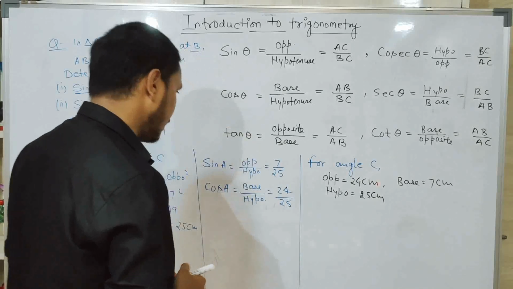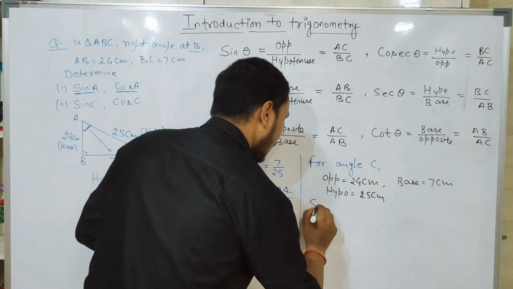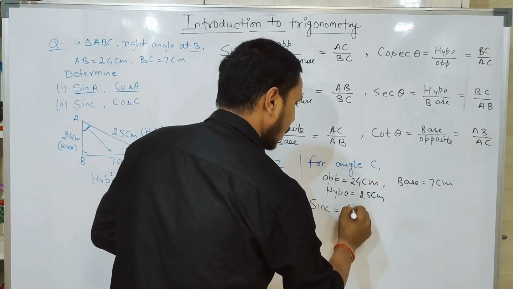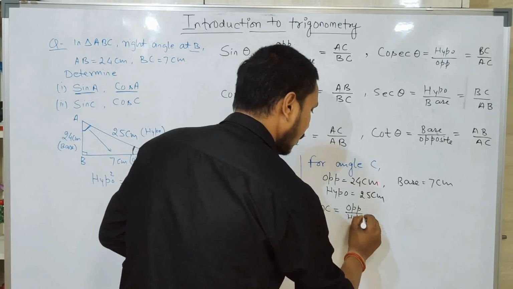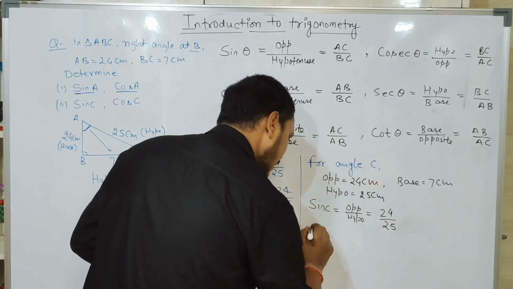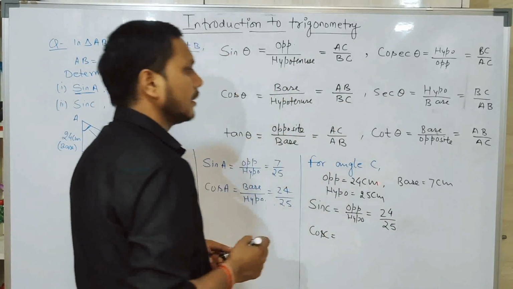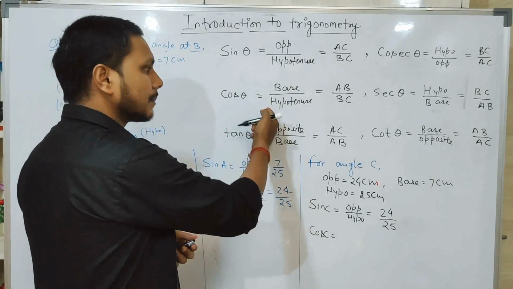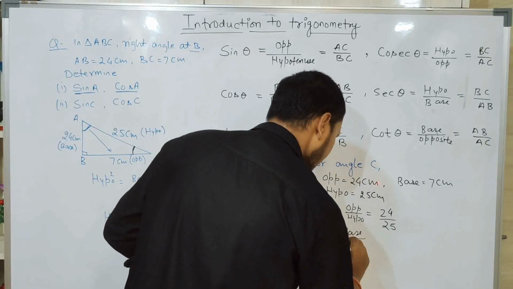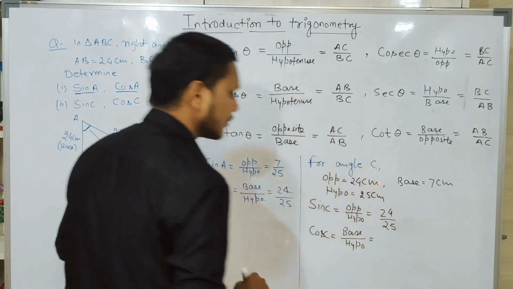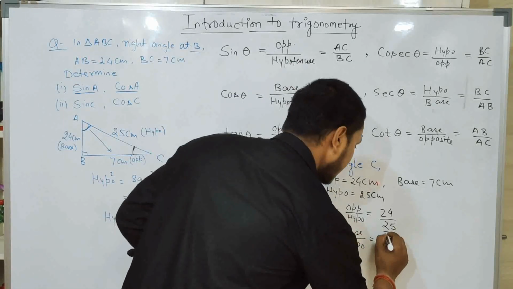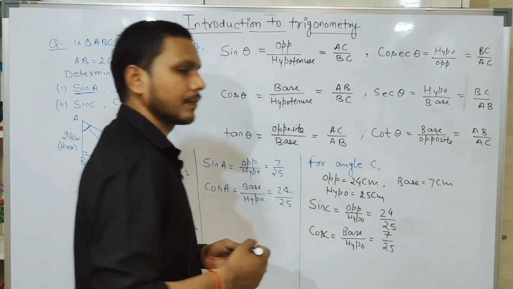Now simple, we can find sin C. Again this formula is, ratio is same: opposite upon hypotenuse. Again opposite upon hypo, and opposite is 24 and hypo is 25. Similarly, we can find cos C, which is nothing but base upon hypotenuse. So base upon hypo, base is 7 centimeter, hypo is 25. So answer is 7 by 25. Alright.